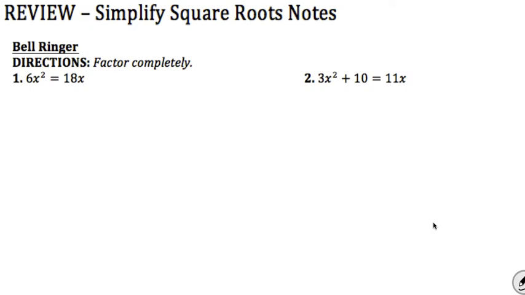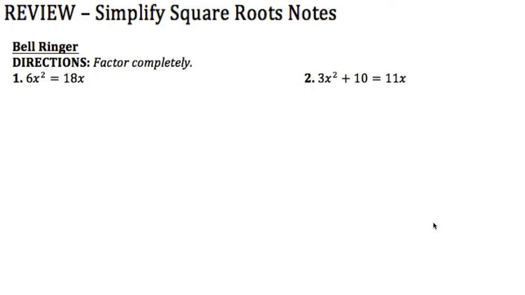All right, so first thing we're going to do here is solve these two bell ringers. Now, in today's notes, we're just going to focus on simplifying our square roots. This is just a review of something that you had done in Algebra 1 and in geometry, but we're now going to use this in our quadratic equation solving stuff. So let's just go over what we did there in 5.5.